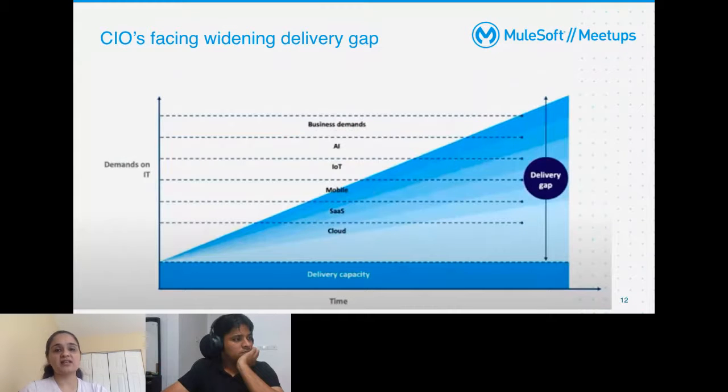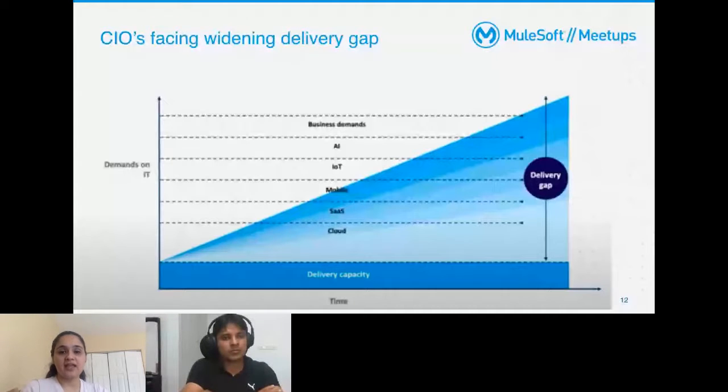Currently, CIOs are facing a widening delivery gap because business demands are getting higher. IT is working at the same pace, a little bit faster, but not meeting the business demands. Consumers are very smart nowadays, and they want very enhanced, easy, and smooth experiences, and IT is not matching up with those demands. The demands are getting higher and higher, and IT delivery is still at the same pace, so the delivery gap is really high. At the same time, IT budgets are still the same. As business and consumer demands get higher, the budgets are not increasing. That is another big hurdle for IT and organizations.